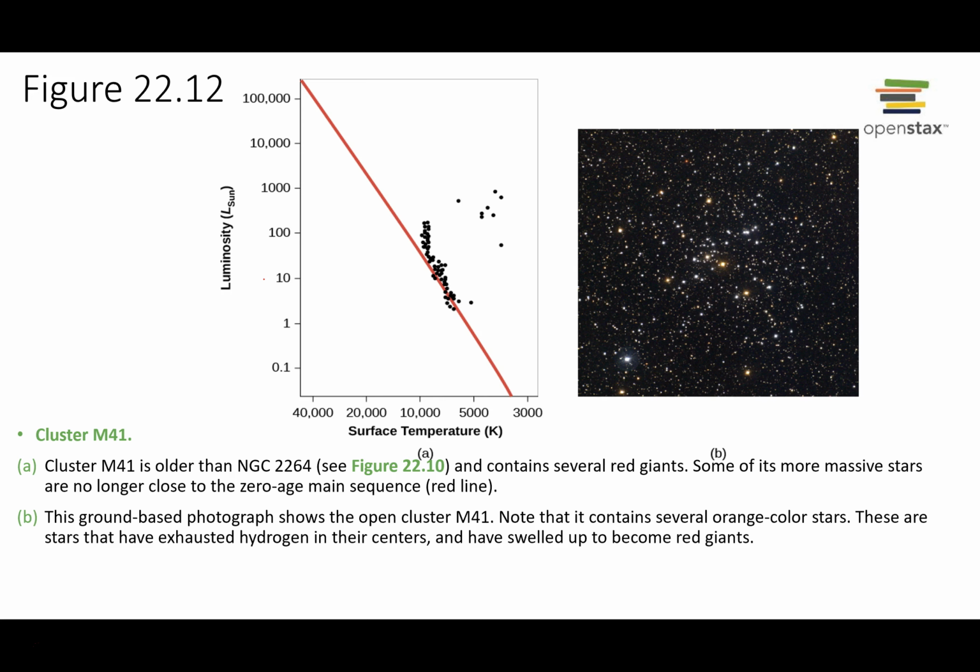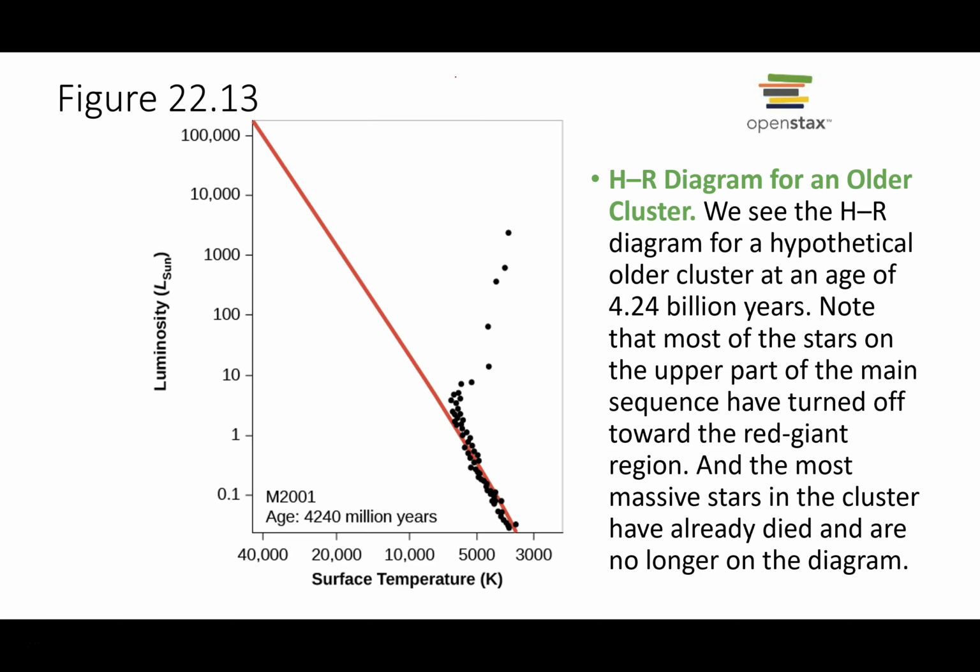This one is showing you another cluster, and I think on here it talks about the turn-off point. The turn-off point shows you where these stars are leaving the main sequence because they ran out of hydrogen. We talked about earlier how these high-mass stars live their lives fast, and so they are going to turn off the main sequence before the low mass stars. And this is a good one. This is the turn-off point, okay? The lower the turn-off point, the older the cluster.